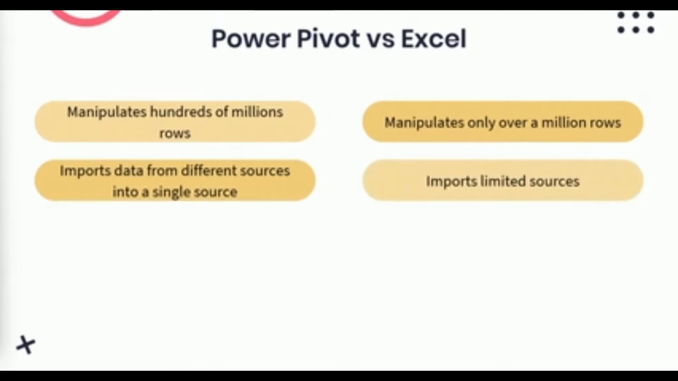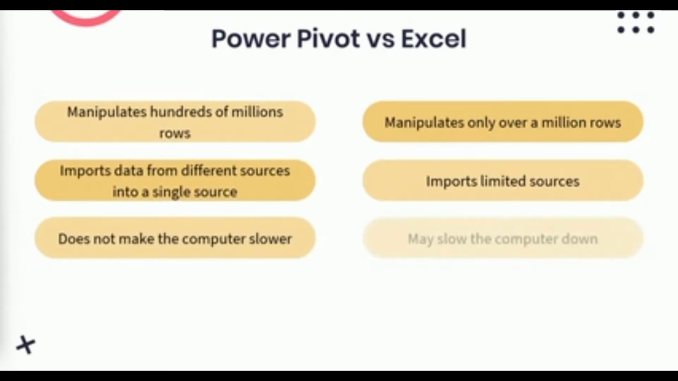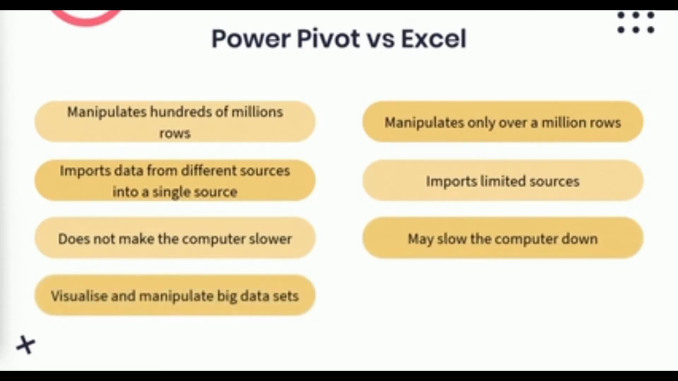In Power Pivot, we can manipulate, analyze, and make conclusions without making our computer slower, whereas unfortunately, this generally happens when we are using the basic version of Excel. And last but not least, Power Pivot allows us to visualize and manipulate large data sets using Power Charts and the Power BI. Unfortunately, Excel does not yet have these capabilities, but they work hand in hand.